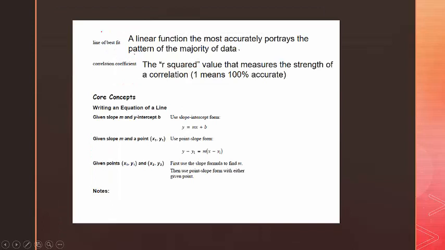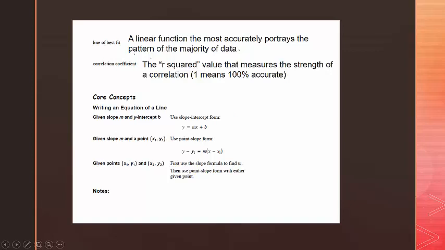Lastly, I just wanted to review a vocab phrase with you and then a new vocab word with you as well. So if you recall line of best fit in Algebra 1, it is a line, obviously, so it's a linear function that most accurately predicts what's going to happen based on the majority of your data. So what that means is if you plot all your data points, they make a fairly strong line. That line that appears to be the strongest line of all your data is called the line of best fit.